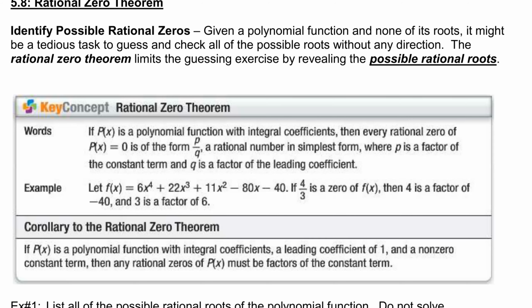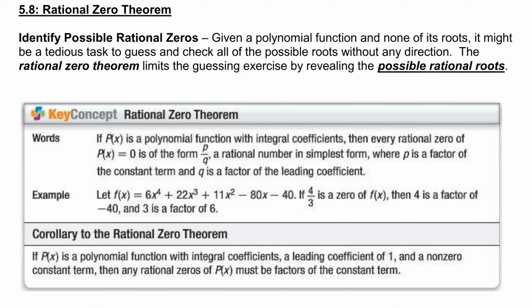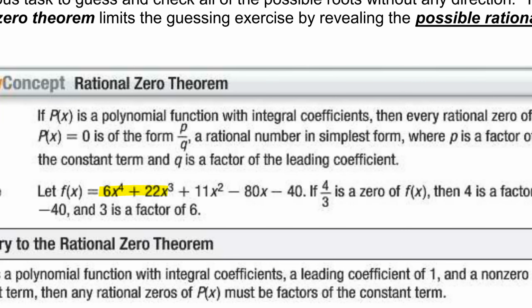5.8. Rational zero theorem. If I give you a polynomial function, like this one, and I ask you to find all the zeros, I want you to fully factor it. I'm pretty sure at least half the people would immediately be like, nope, I'm done, goodbye. Right? I know you. Where do you even start? Is it 1, is it a half, is it 5? You have no idea what to check, how to start.